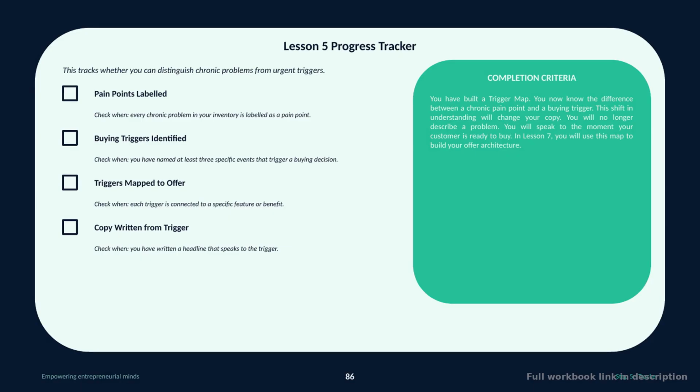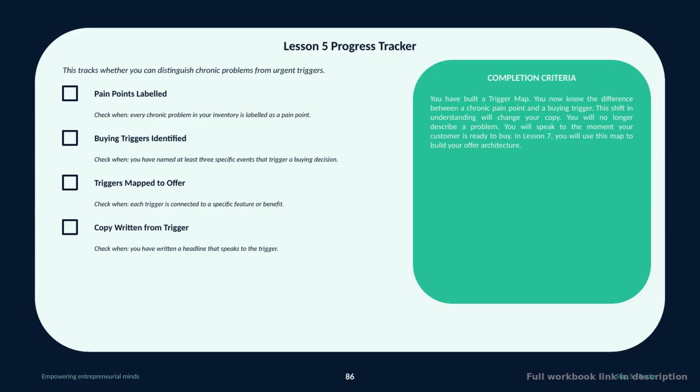Track your progress. Check pain points labeled when every chronic problem is labeled as a pain point. Check buying triggers identified when you have named at least 3 specific events that trigger a buying decision. Check triggers mapped to offer when each trigger is connected to a specific feature or benefit. And check copy written from trigger when you have written a headline that speaks to the trigger.